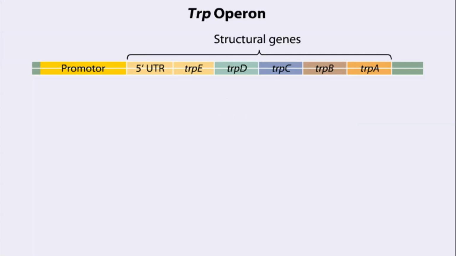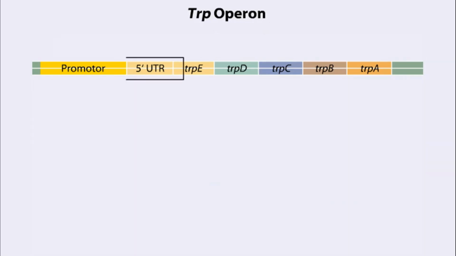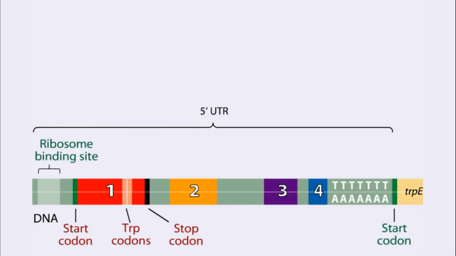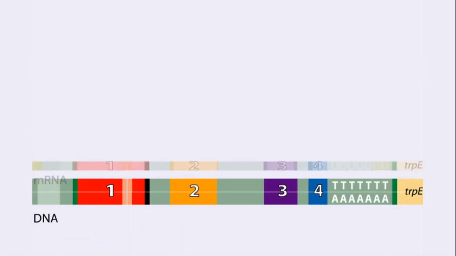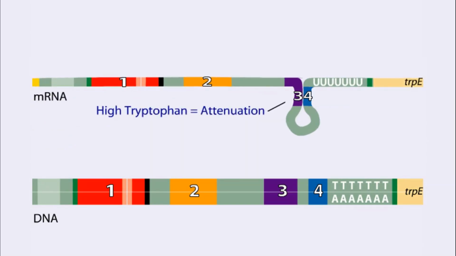The TRP operon in E. coli contains 5 structural genes corresponding to enzymes that convert chorismate into tryptophan. The TRPE gene contains a 5' untranslated region, or UTR, that plays an important role in the regulatory mechanism called attenuation. The 5' UTR contains 4 regions. Region 1 encodes a short peptide containing tryptophan amino acids. When tryptophan levels are high, region 3 pairs with region 4. This structure terminates or attenuates transcription.